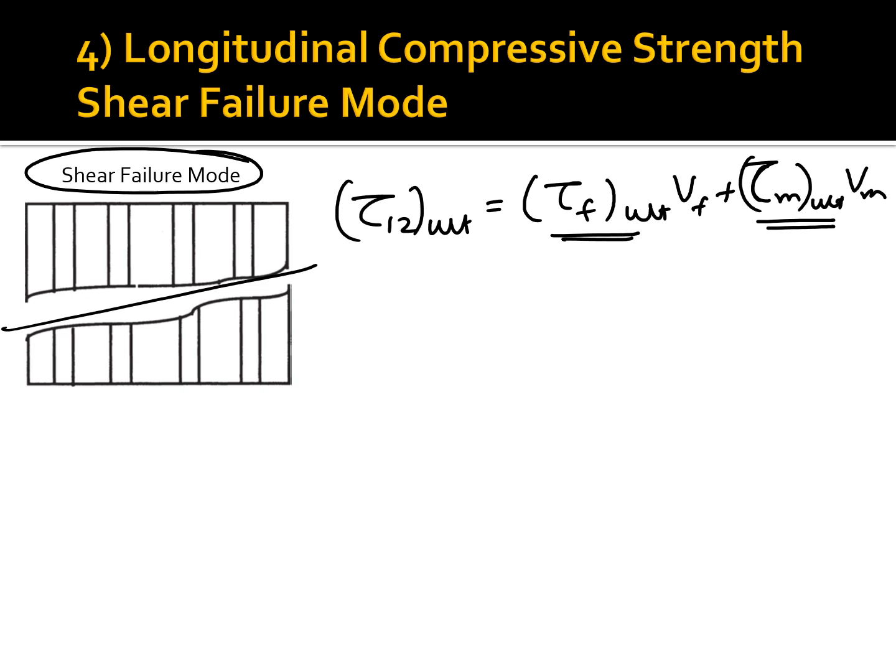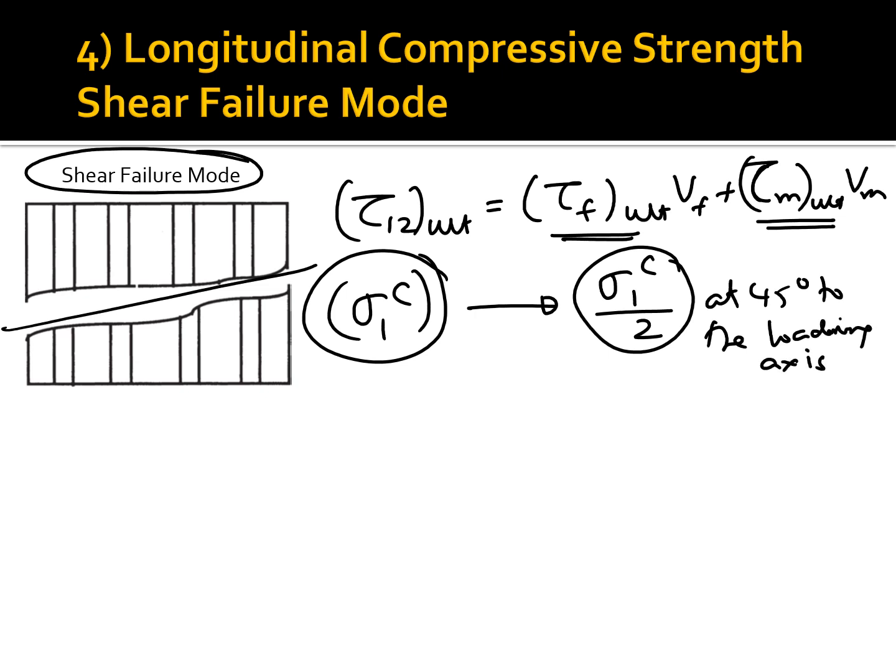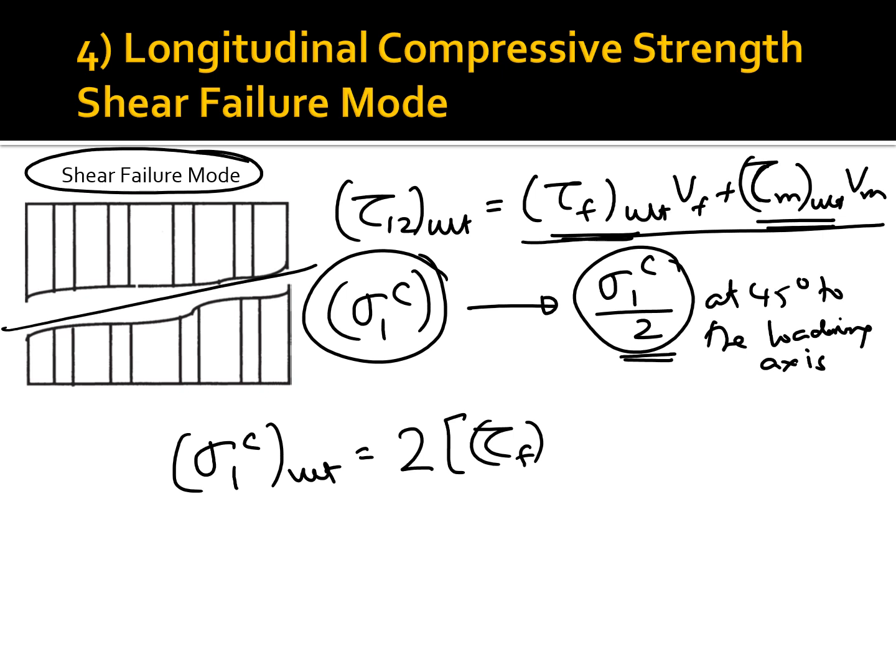We know that if we are applying sigma 1c, then the corresponding maximum shear stress which I will get is sigma 1c divided by 2. This we can derive using the Mohr circle or by using the principal stresses and maximum shear stress formulas. And this will be at 45 degrees to the loading axis, right? If that is the case, then sigma 1c ultimate will be twice this quantity, because that's the amount of shear stress which the lamina is experiencing. So it'll be 2 times what we have written as the ultimate shear strength of the lamina.